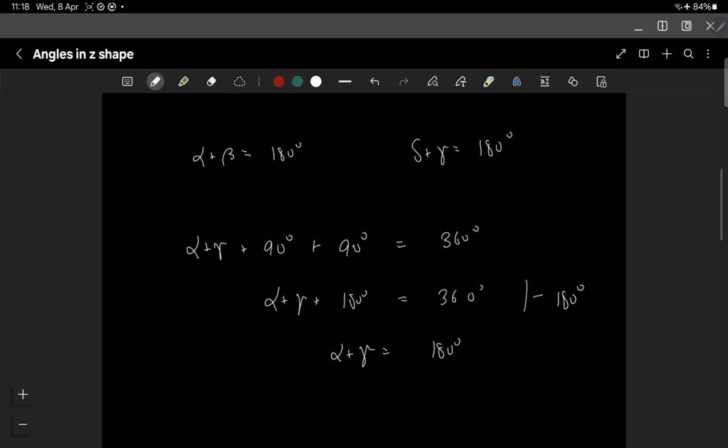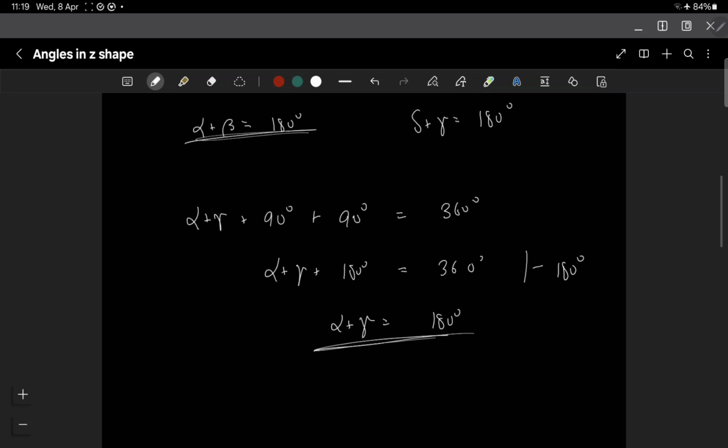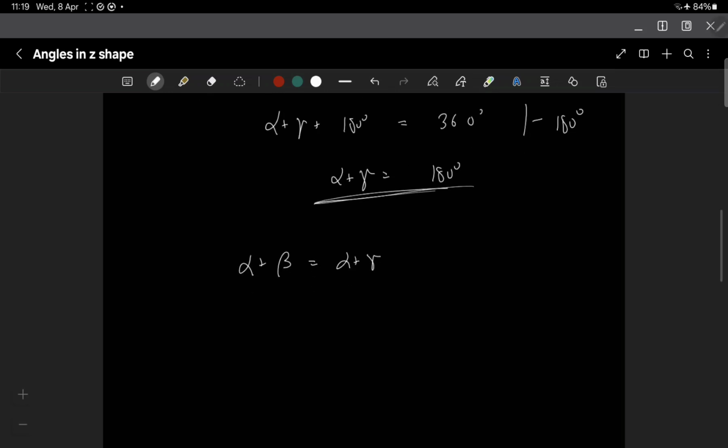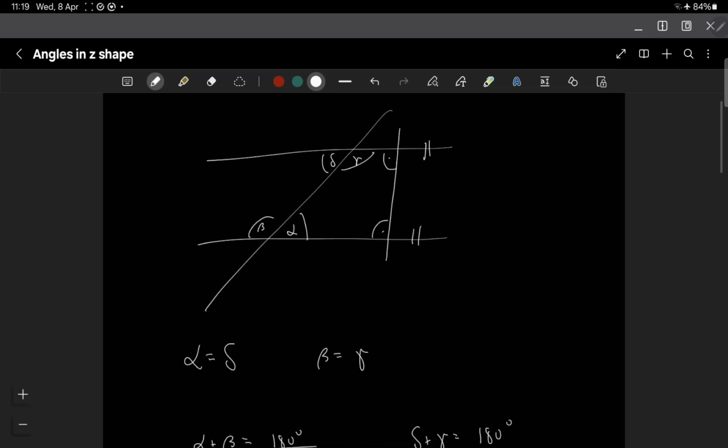But now look what we can do here. We know that alpha plus beta is 180 degrees, and we have alpha plus gamma is 180 degrees. Right? So we can equate these two equations. So we have alpha plus beta is alpha plus gamma, right? And now we can cross off the alphas, and what remains is beta is equal to gamma. So we showed that this angle here is the same as this angle over here.